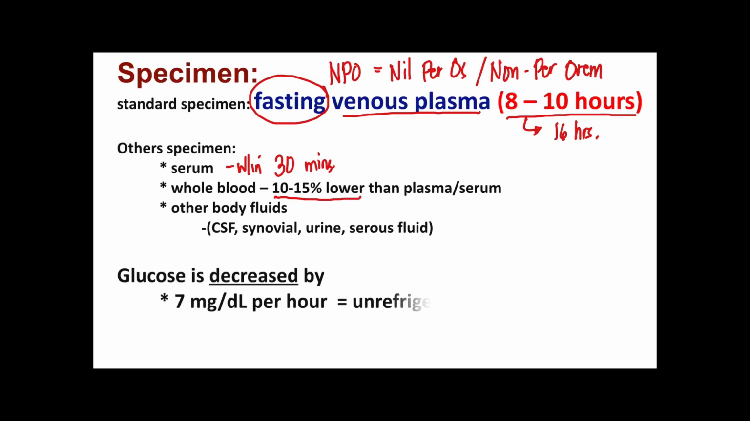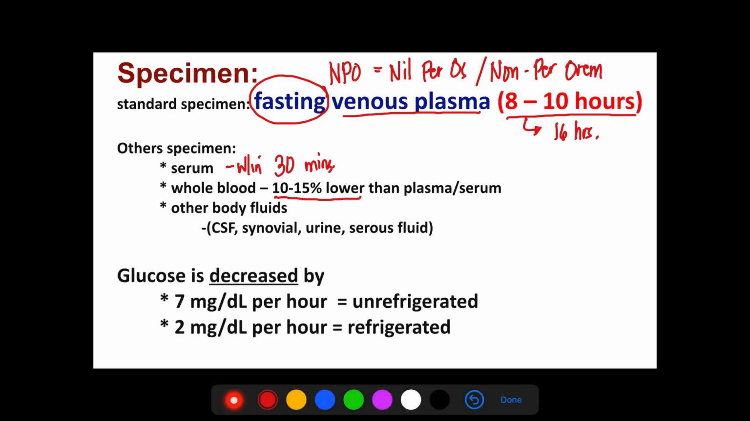And next one, the glucose is decreased by 7 milligrams per dL per hour if the specimen is kept unrefrigerated. But if refrigerated, glucose is decreased by 2 milligrams per dL per hour.